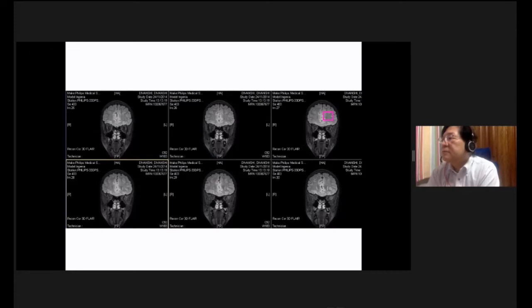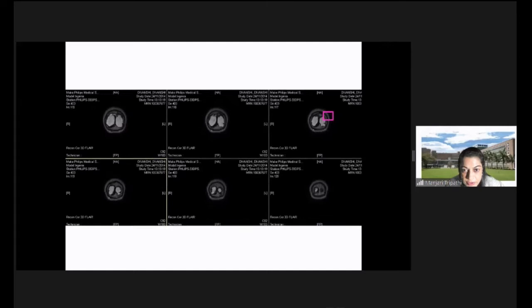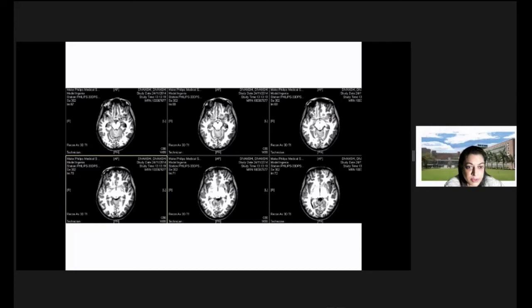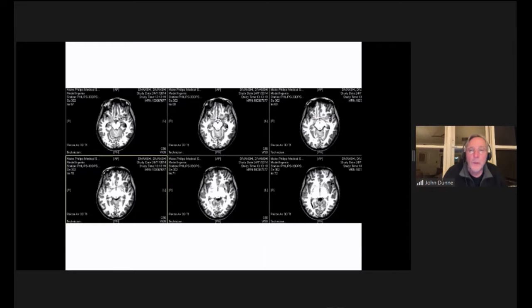So I'll just go ahead with all the images, because we have several in her. Anything on this? Anybody would like to comment? One comment that I'd like to make is that we know we're biased, of course. We've seen the semiology, we've seen the EEG, and we've seen the ictal SPECT.